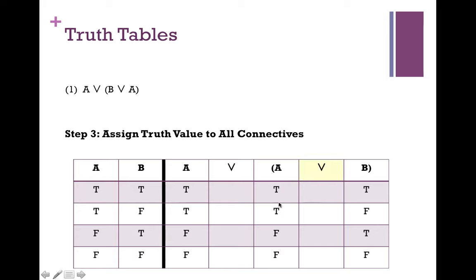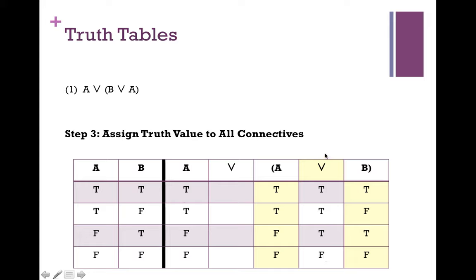In order to find the truth value of this disjunction, we're going to use this column right here and this column right here. So I'll highlight those. To figure out the truth value, we consult the truth table I gave you for disjunction. Remember, a disjunction is true just in case one of the disjuncts is true. As long as one of the disjuncts is true, the disjunction is true. So I'll fill those out. In every instance, they're true because one of the two disjuncts is true, except for the last one, where both disjuncts are false.